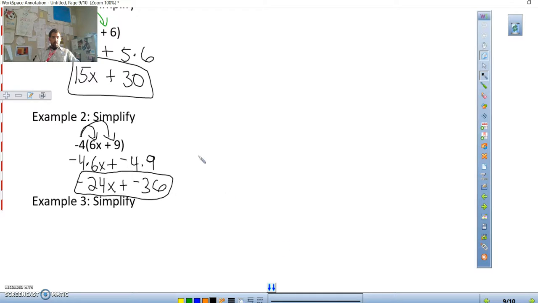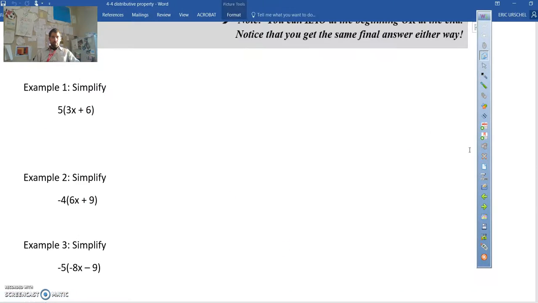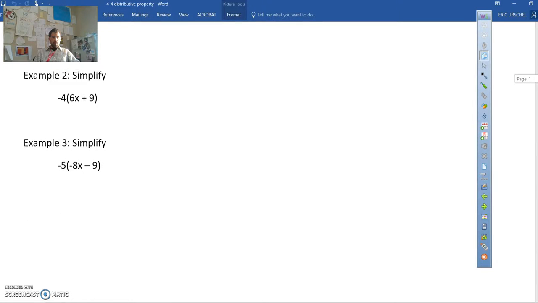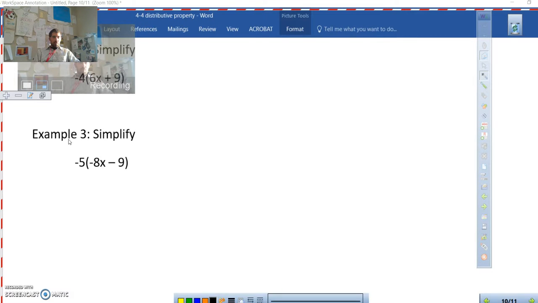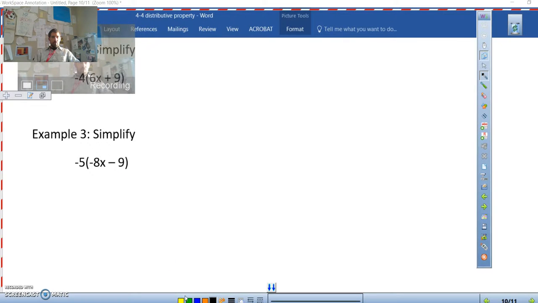This next one is a little different because, remember, you can always rewind, you can always go back if I'm going too fast or too slow. This one you have a negative on the outside, but you also have this negative on the inside. And if you have a negative on the inside, guys, I always recommend to keep add opposite, make this plus negative, because then you have a negative 5 multiplied by negative 8x plus negative 5 multiplied by negative 9. Keep add opposite. It's going to save you a lot of issues later on, a lot of problems.